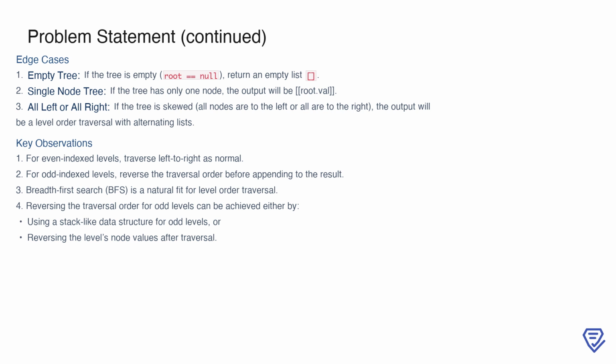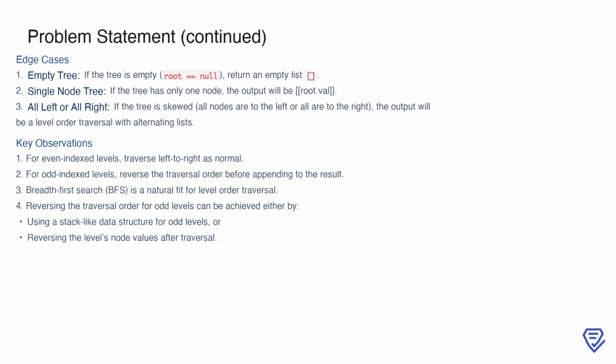When solving this problem, there are several edge cases to consider. If the tree is empty, meaning the root is null, the output should simply be an empty list. For a single node tree, the output will be a single list containing just the root's value. If the tree is skewed, with all nodes either to the left or to the right, the output will still follow the zigzag pattern, even though it will resemble a straightforward level order traversal.